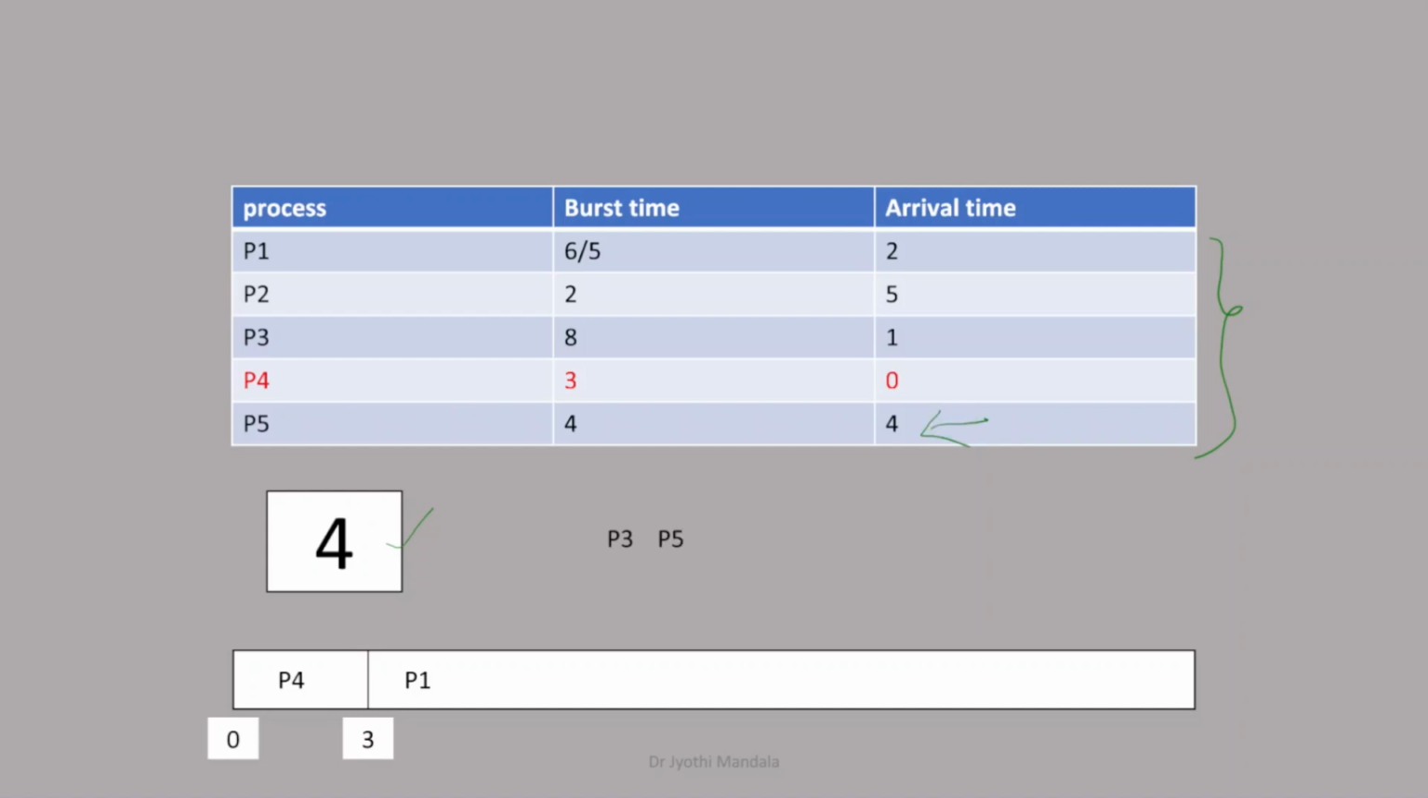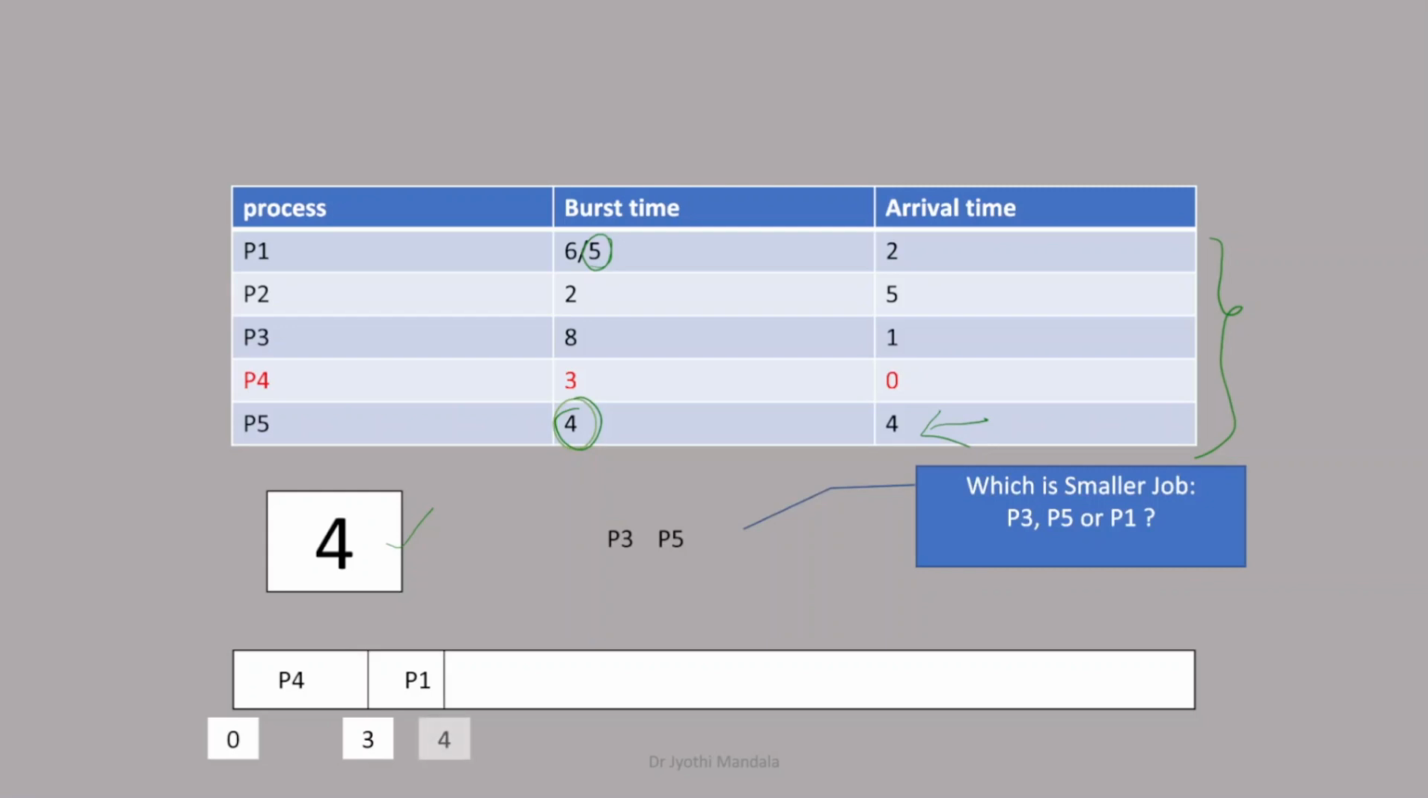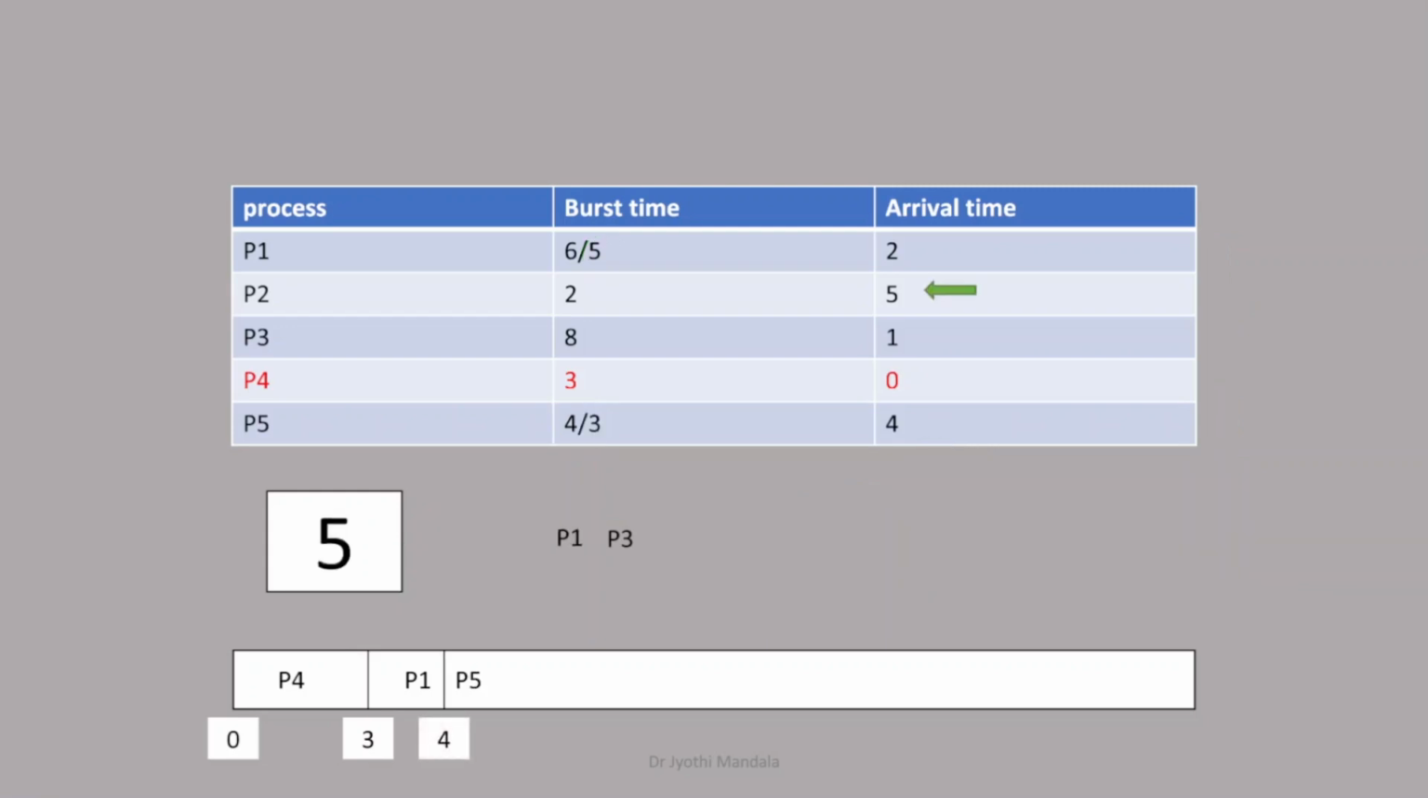We need to check the time required for P5, which is 4 seconds, while P1 requires 5 seconds. Now, which one should be given a chance? I'll pause for 2 seconds. Which one will be given a chance? Yes, P5 will be given a chance because it requires less time. So P5 will be executed for 1 second.